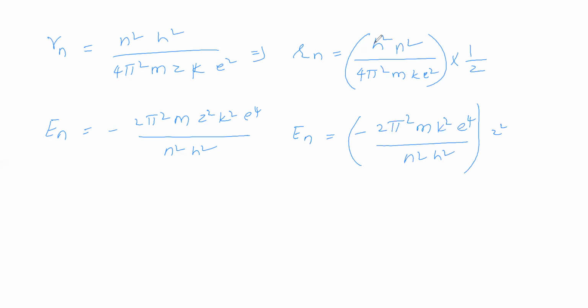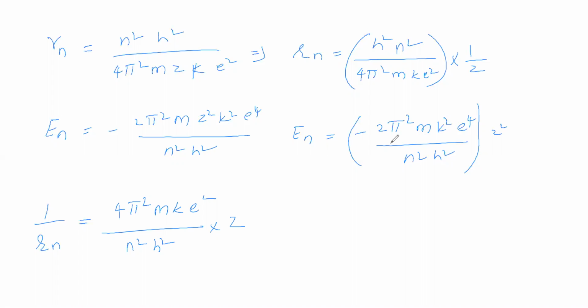Okay, if we want to substitute this here, first we will reverse this. So 1 by radius of nth orbit is equal to 4 pi square m k e square by n square h square into z. We want to bring it to this form.